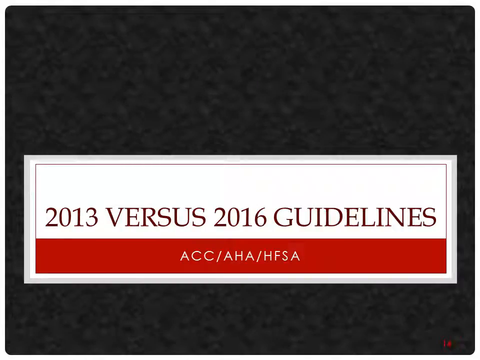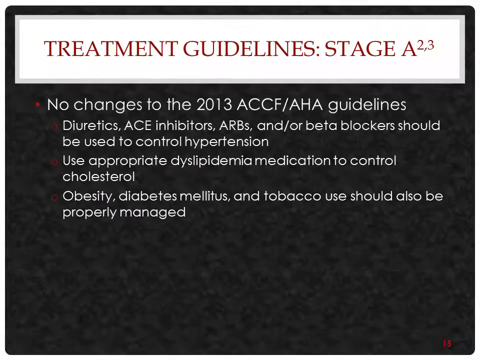Now we will go over the 2013 guidelines as well as the updates to the 2016 guidelines for heart failure. In the 2016 updates for heart failure, there were no changes made to the 2013 ACCF-AHA guidelines for the management of Stage A heart failure. Patients in Stage A should be placed on a diuretic, ACE inhibitor, ARB, and/or beta blocker in order to properly manage and control their hypertension. Patients in Stage A heart failure should also be appropriately managed for their cholesterol when appropriate.